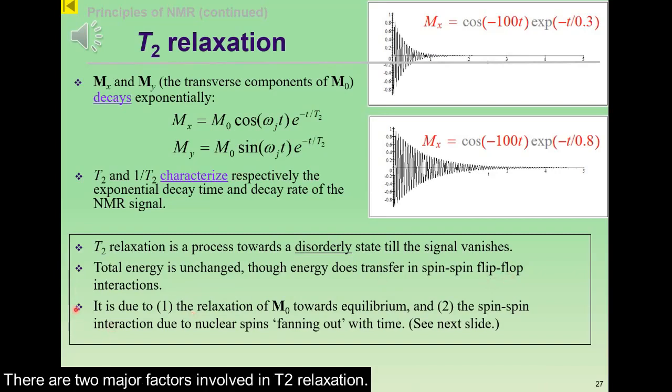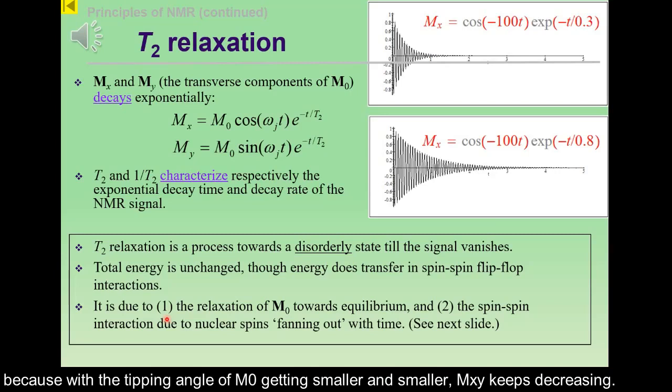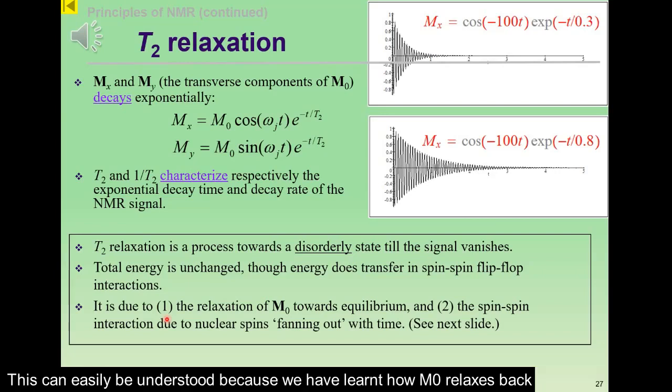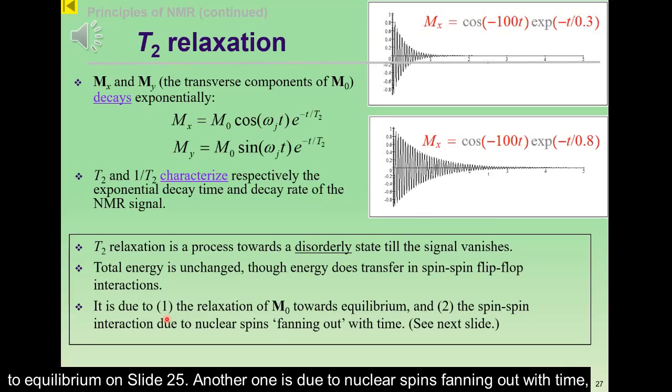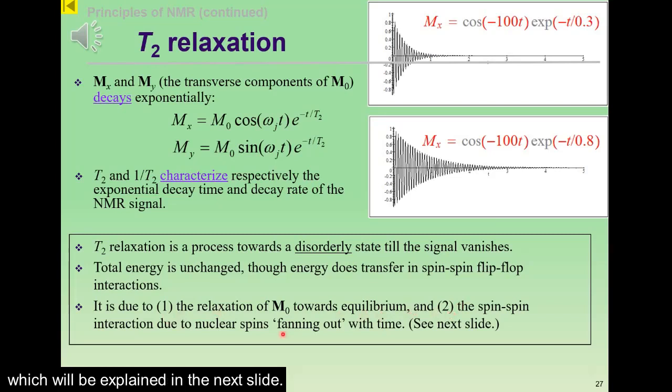There are two major factors involved in T2 relaxation. One of them is due to M0 relaxing back to equilibrium, because with the tipping angle of M0 getting smaller and smaller, Mxy keeps decreasing. This can easily be understood because we have learned how M0 relaxes back to equilibrium on slide 25. Another one is due to nuclear spins fanning out with time, which will be explained in the next slide.